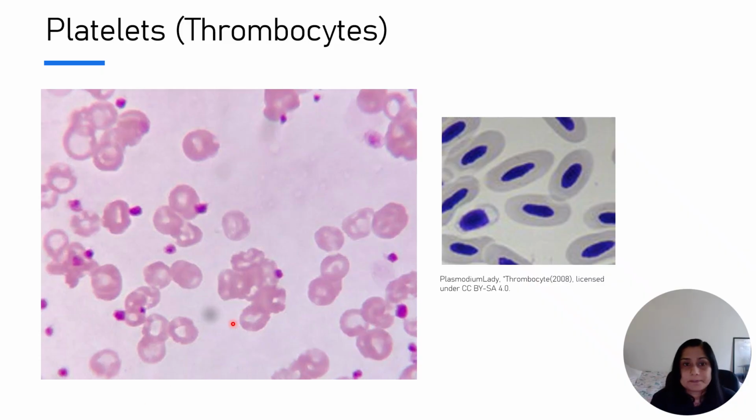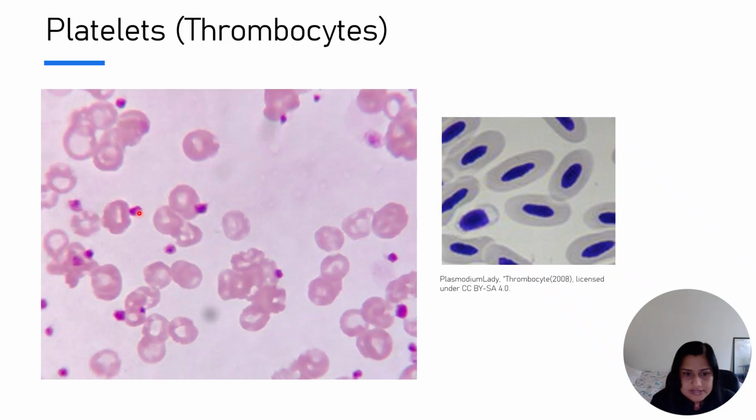Finally, let's look at platelets or thrombocytes. They are small disc-shaped cellular fragments derived from the megakaryocytes in the bone marrow, and their primary role is blood clotting. When a blood vessel is injured, platelets adhere to the damaged site, form a temporary plug, and release substances that activate the clotting cascade.